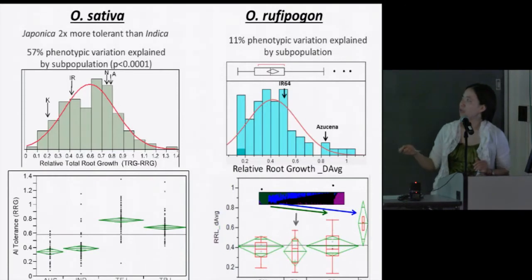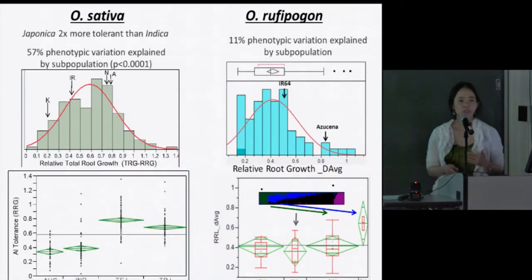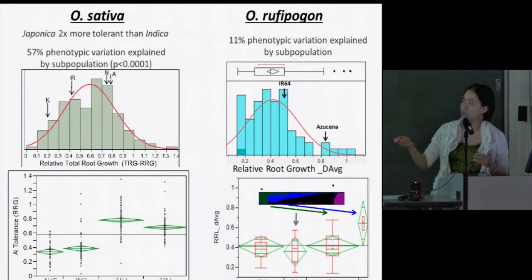What we see when we compare Adam's results on aluminum tolerance in Oryza sativa to results that Juan David and I have gotten from our screen of Oryza rufipogon are that, at least in sativa, we see that subpopulation structure really accounts for a large amount of the phenotypic variation for aluminum tolerance. So 57% of variation for aluminum tolerance is explained by subpopulation in Oryza sativa, because japonica accessions are 2 times more tolerant than indica.